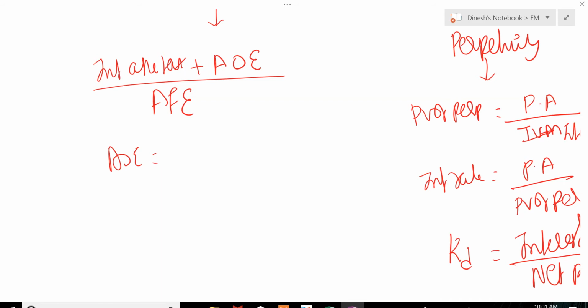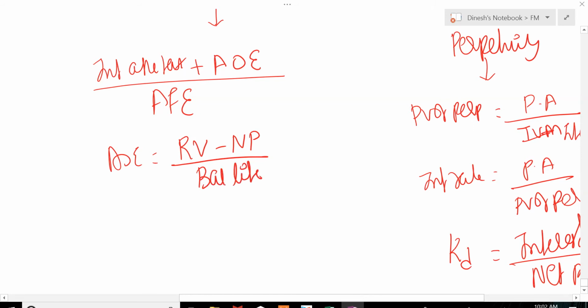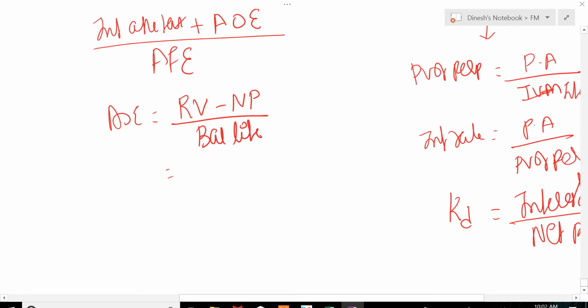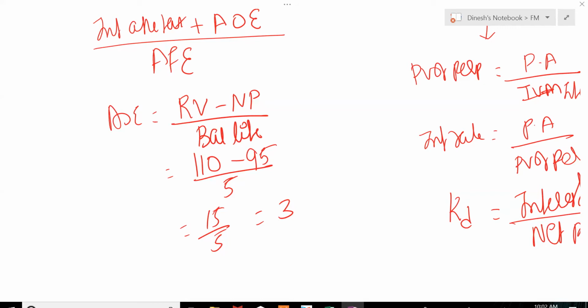Now my average other expenses is redeemable value minus net proceeds divided by balance life. Why balance life? I'll explain later on. As of now, let's just understand this. What is redeemable value? The value at which you redeem the debentures, which is 110. What is net proceeds? What I can collect today. You paid me 100, but I did not collect 100. I got only 95. 95 is my net proceeds. So 110 minus 95 divided by 5 years. In short, apart from interest, every year I am paying you an extra 3 rupees. Why extra 3 rupees? Because you gave me only 95, but you are getting back 110.